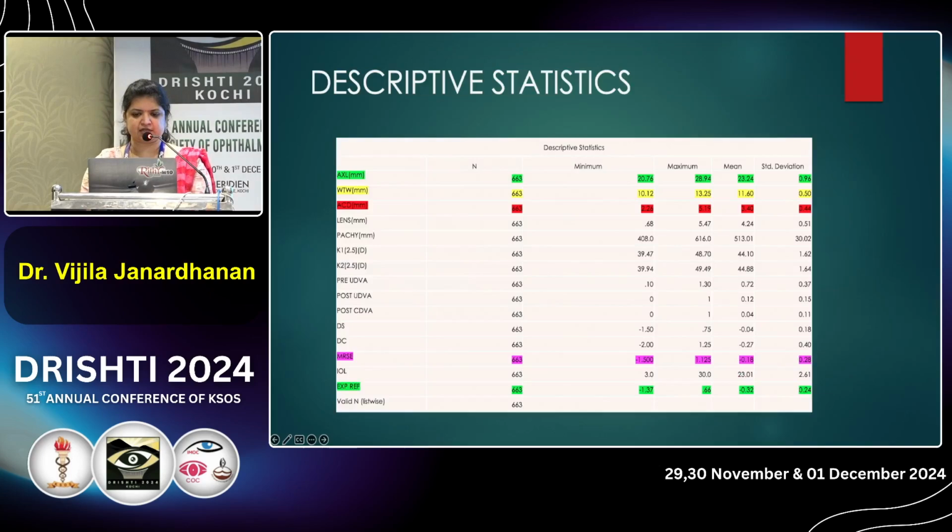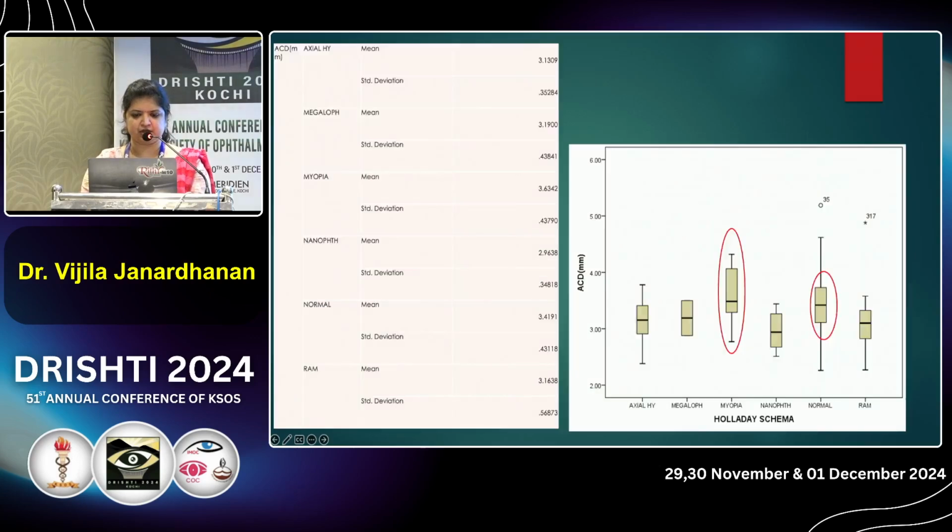Coming to the descriptive statistics, the axial length mean was 23.24 plus or minus 0.96 standard deviation, the mean white to white was 11.6 plus or minus 0.5 standard deviation, and the mean AC depth was 3.4 plus or minus 0.44 standard deviation. So we found that the AC depth was deeper in myopes as expected, and contrary to the expectation, the AC depth in megalophthalmos was in the normal range.